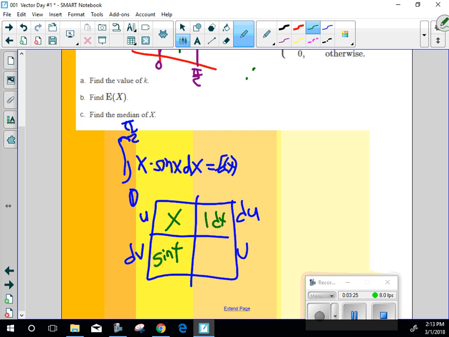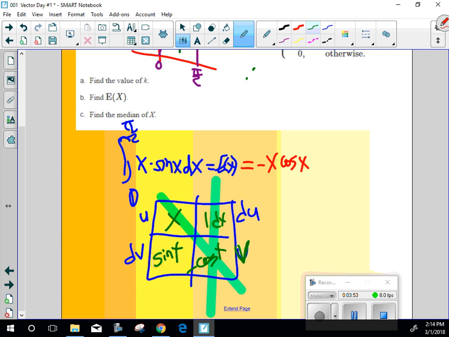dx. And what's the derivative of sine x? Cosine x. Actually, the antiderivative is negative. We're taking the antiderivative of this to get v. X marks the spot. So the formula will give us negative x cosine x minus a negative integral of cosine x dx. And all of this is going from 0 to pi over 2.